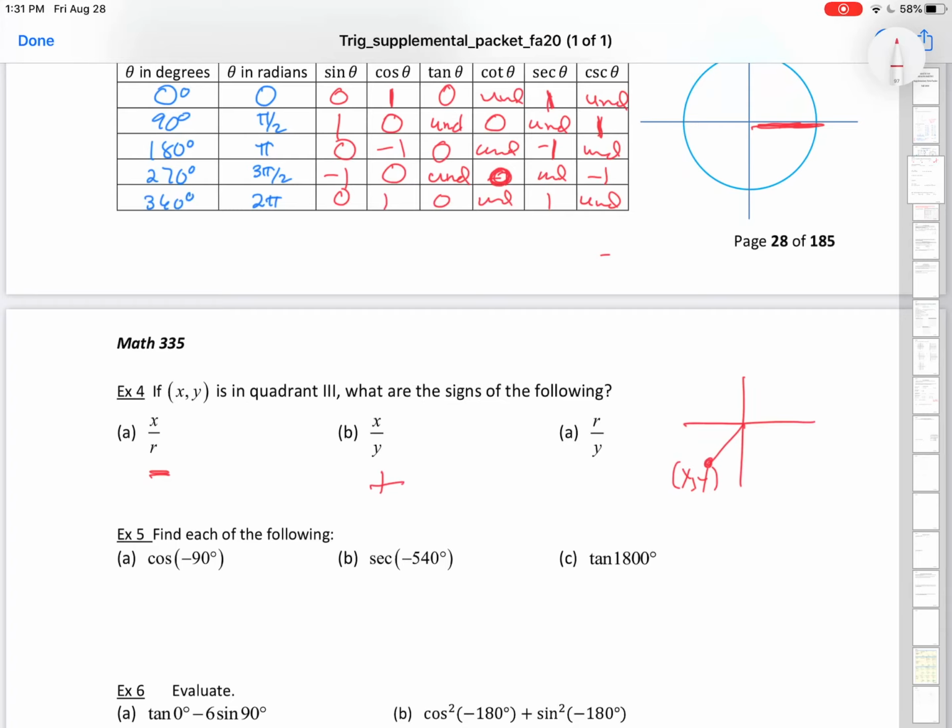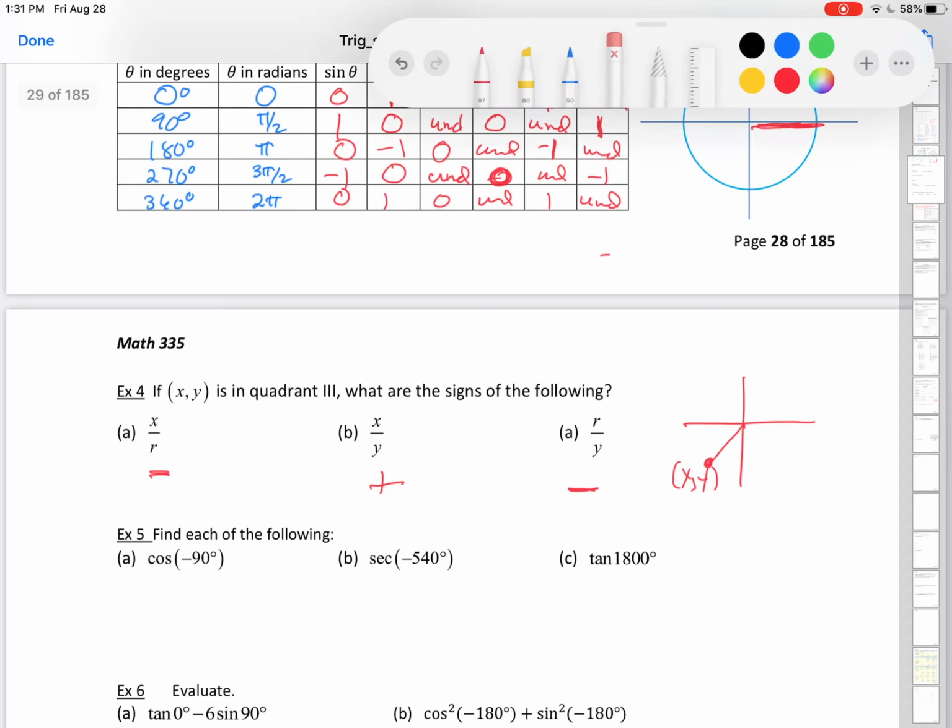And r divided by y, remember what that is. That's secant, right? This is secant right here. And it doesn't really matter. Our r is always positive. Our y is negative. So this guy is negative. Okay, so again, remember these coordinates here are negative, negative. We don't know what numbers they are, but we don't care. Negative divided by a positive, negative. Two negatives divided, positive. Positive divided by a negative, negative.